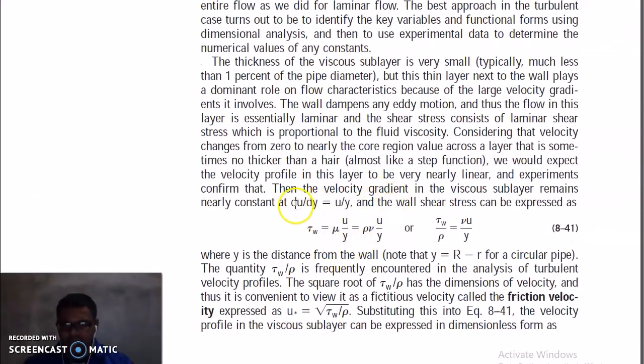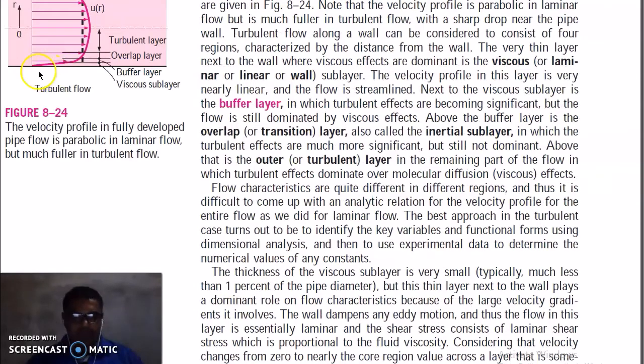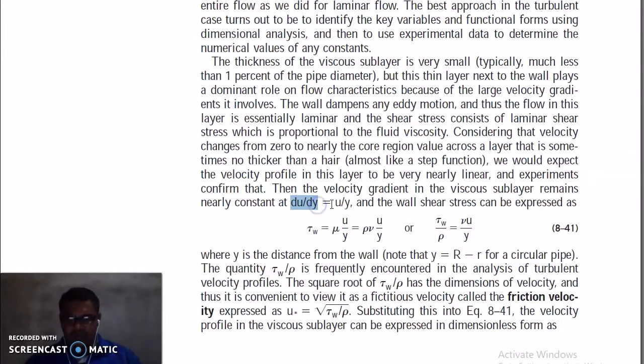So we would expect the velocity gradient in the viscous sublayer to remain nearly constant, that is du/dy equals u/y. So your shear stress is equal to mu du/dy, and instead of du/dy you can replace it with u/y. In the viscous sublayer we also consider this slope to be constant. This is the slope of velocity with respect to y as you go in the upward direction. The slope is constant, that's why du/dy is equal to a constant. Now put the value of viscosity here, which is density times kinematic viscosity, and on rearranging you will get this equation.